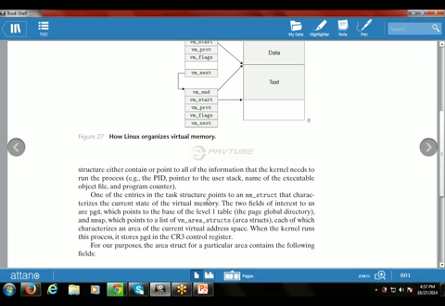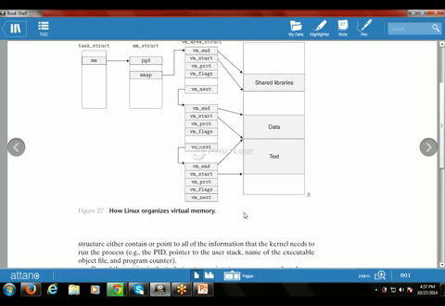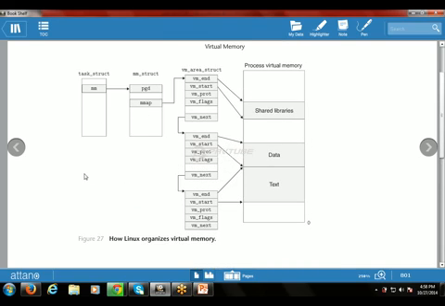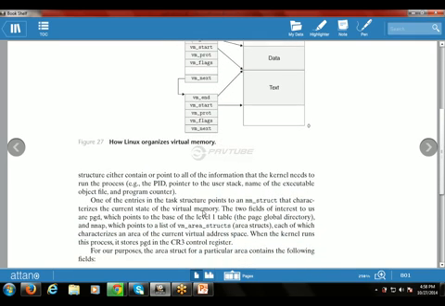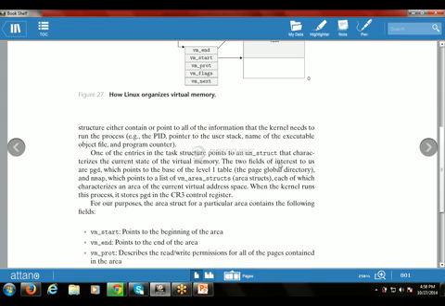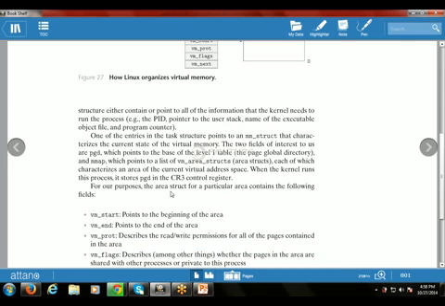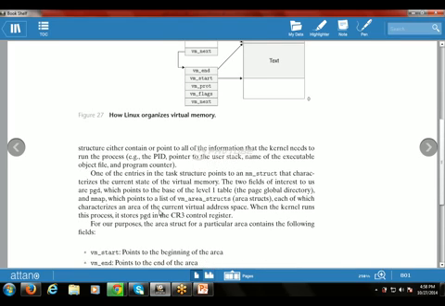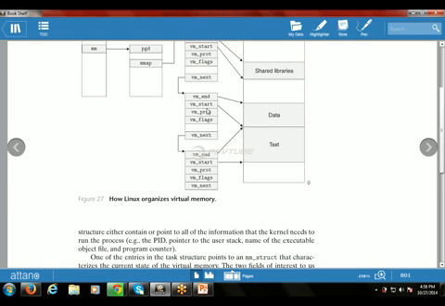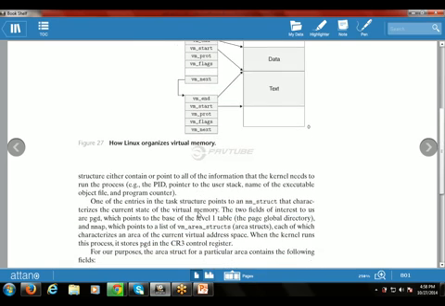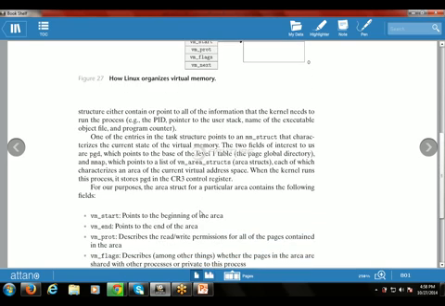One of the entries in the task structure points to an mm struct that characterizes the current state of the virtual memory. This is the mm struct that identifies the features of the structure element. The two fields of interest to us are pgd, which points to the base of the level 1 table, and mmap. For our purpose, the vm area struct for a particular area contains the following fields: vm end, vm start, vm prot, vm flags. Now let's see one by one the meaning of each individual one.